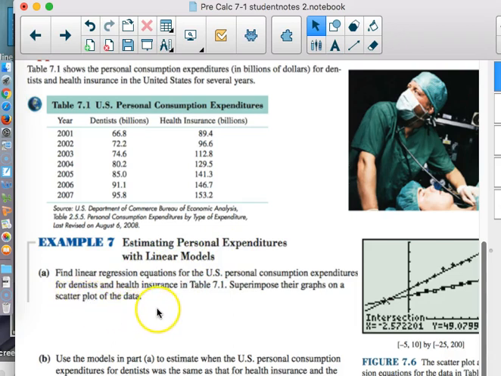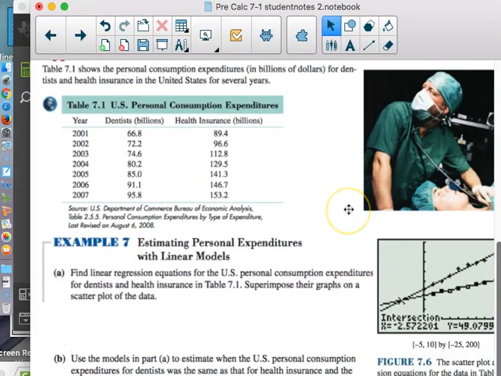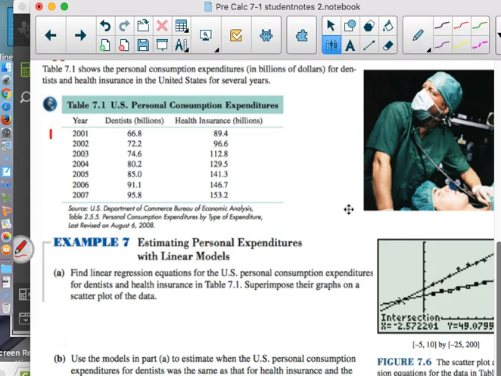And example 7 down here says that what we're going to do is estimate those personal expenditures with linear models. So A is find linear regression equations for the U.S. personal consumption expenditures for dentists and health insurance in table 7.1, and then superimpose their graphs on a scatter plot of the data. So the first thing I want you to do is to go ahead and enter that data in. But what we're going to do is use a 0 year. We don't have huge numbers here, so it wouldn't take us forever to punch this in. But instead of 2001 and 2002, let's just use 1, 2, 3, 4, 5, 6, and 7.